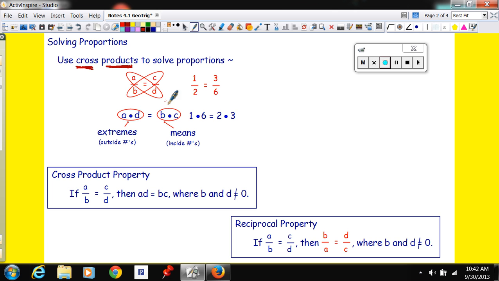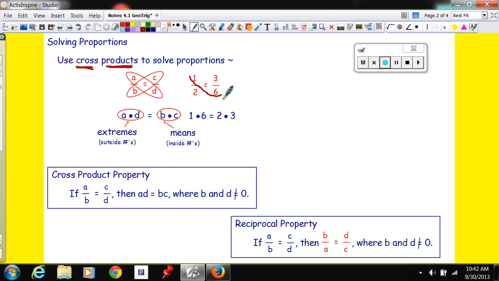So we're going to multiply the A times the D. That's going to be A times D right here. We're going to multiply B times C. That would be B times C. Those two multiplication problems are equal. In every proportion where you have two equal fractions, your diagonals are going to be the same when you multiply them.